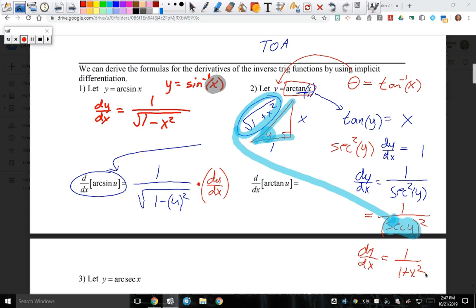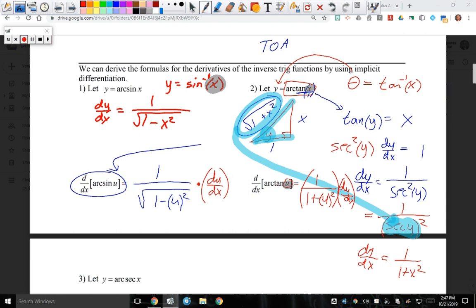So, if it's u, a composition, something other than just a normal old x, the derivative for arctangent will be 1 over 1 plus u squared times du dx. You've got to multiply by the derivative of that u. And that du dx is not in the denominator. It's multiplied with the whole thing, like whatever that value is over 1. Okay? Questions?